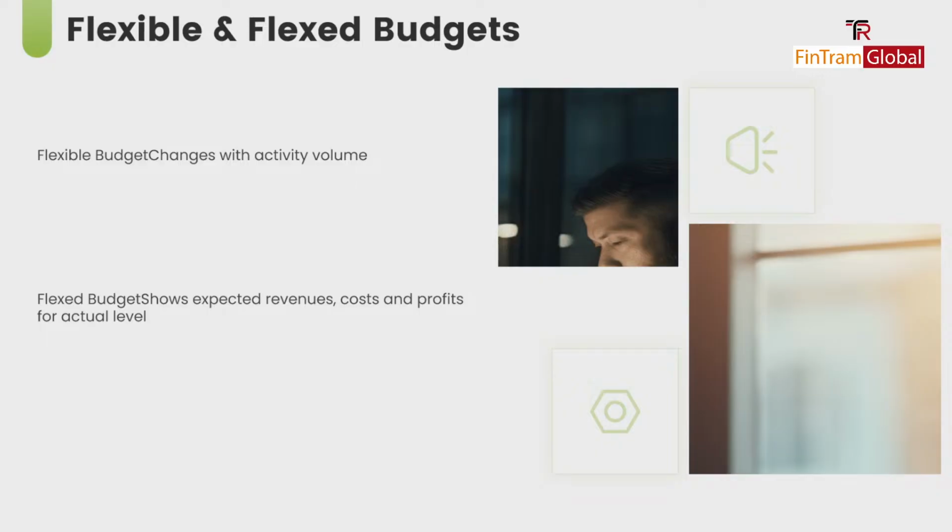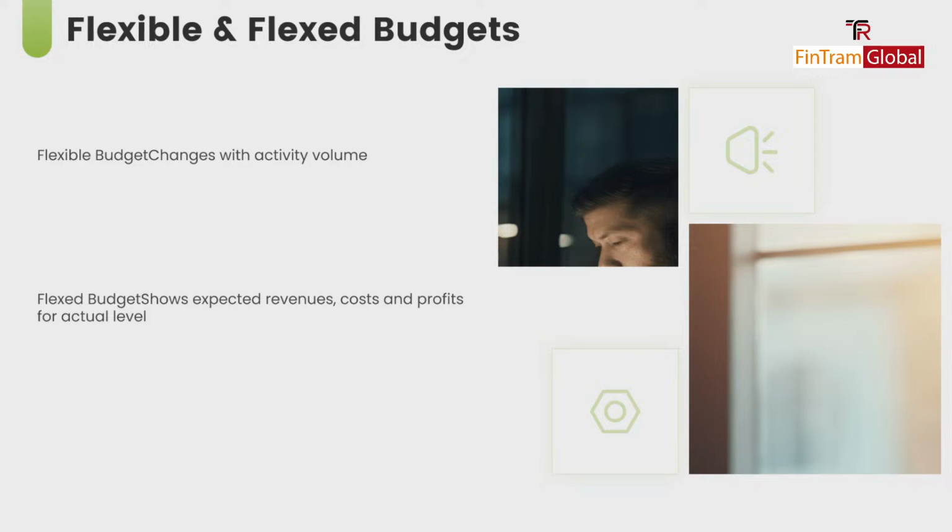At different activity levels, be it 10,000 units, 20,000 units, 30,000 units, what would the budget be is what we look at when it comes to flexible budgets. A flexed budget is when you flex the current budget based on the actual results. I may have already planned on manufacturing 10,000 units, but actually I was only able to manufacture 8,000 units due to resource constraints or whatever reason, right?